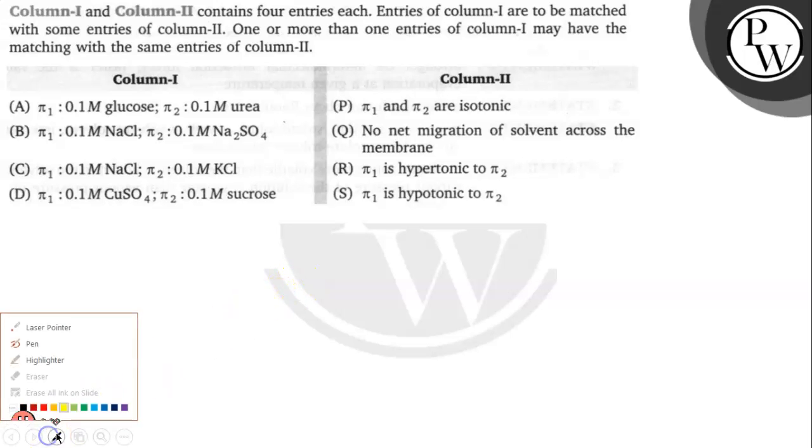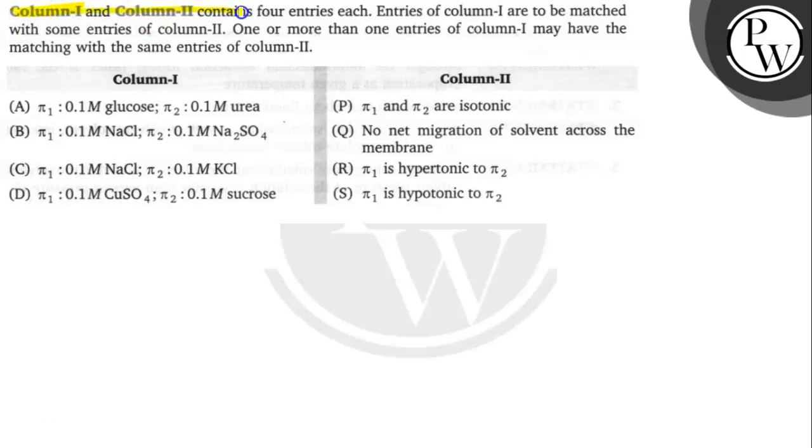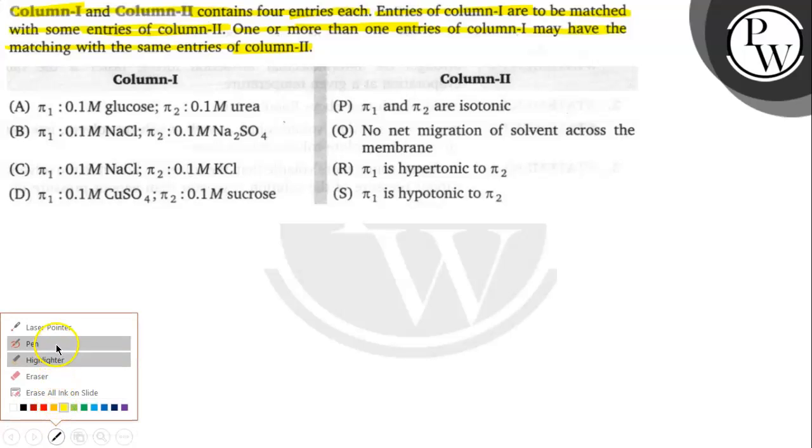Let's read this question. So the question says that column 1 and column 2 contain 4 entries each. Entries of column 1 are to be matched with some entries of column 2, and one or more than one entries of column 1 may have the matching with the same entries of column 2. So there are two columns. Column 1 has 4 entries and column 2 has 4 entries. So now we'll have to match column 1 with column 2.